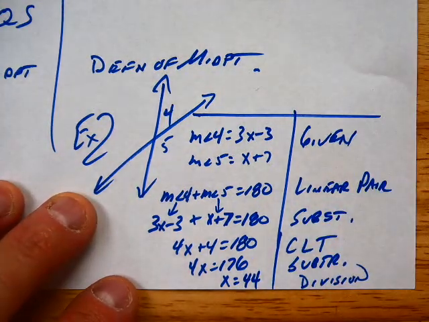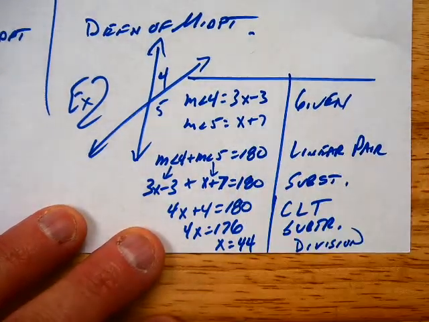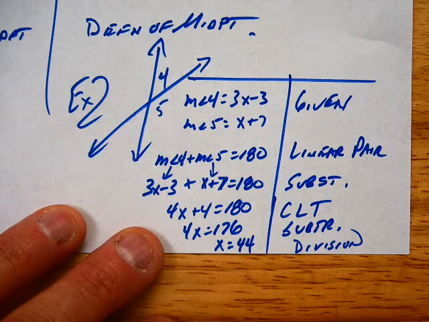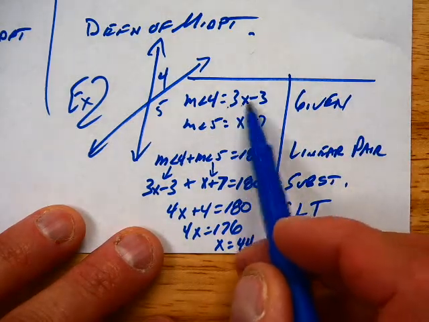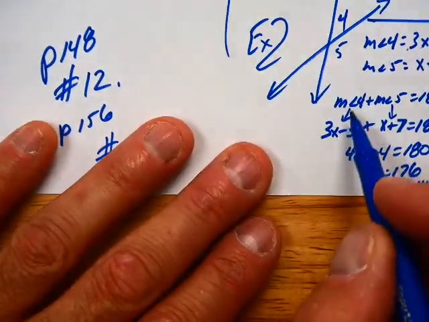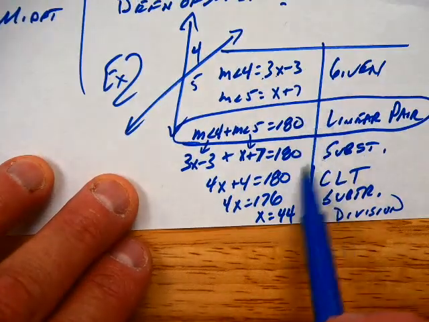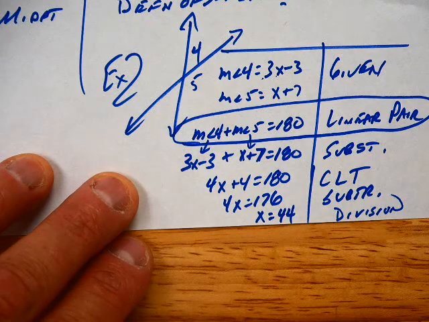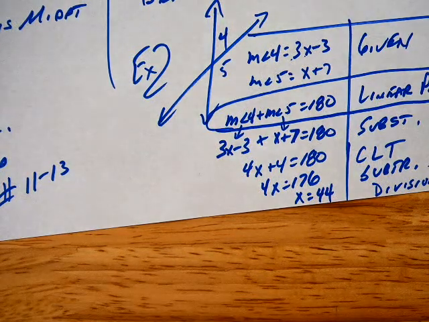So then you're done with this. Now just go ahead and find each angle. Like if I take 44, plug it back in, 44 plus 7 gives me 51. Okay? Obviously my drawing's not to scale. If I plug in 44 here, I get 132 minus 3, gives me 129. That's what you're going to do on 11 through 13. List a fact and why you know that's true based upon your drawing, and then substitute and solve. Okay? That's exactly what we need today. That's exactly what we need. Okay? So. That is it.